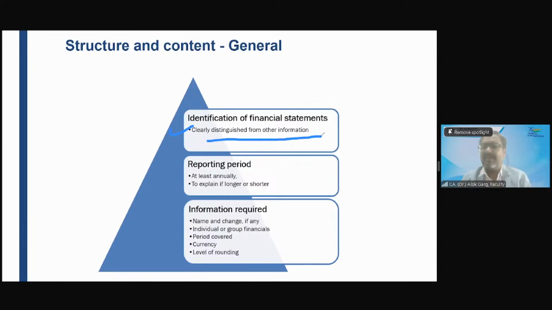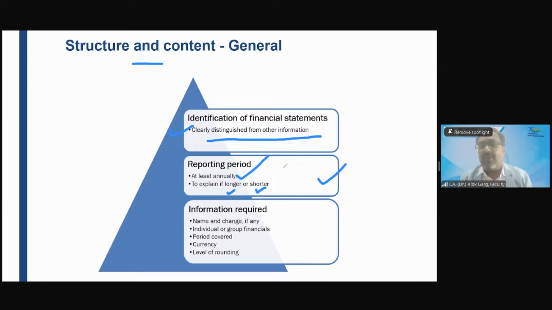Ind AS 1 also says that, from the structure and content perspective, the reporting period has to be at least annually. It can be longer than 1 year, it can be shorter than 1 year.